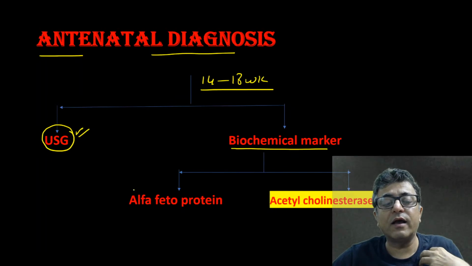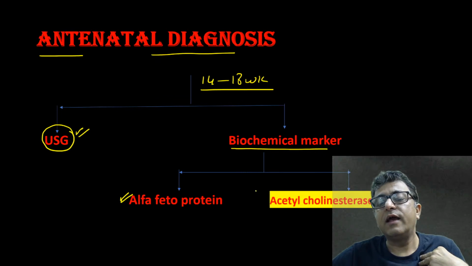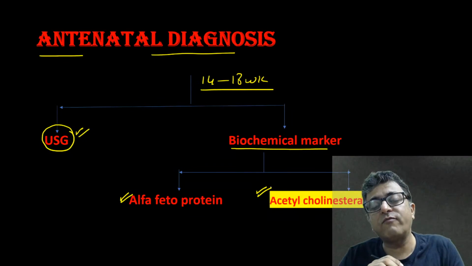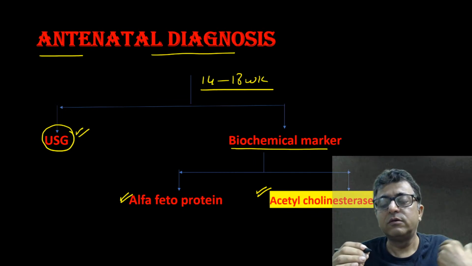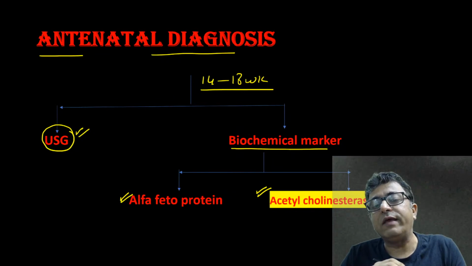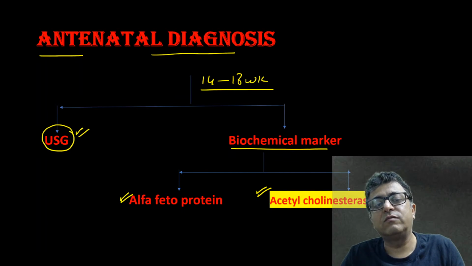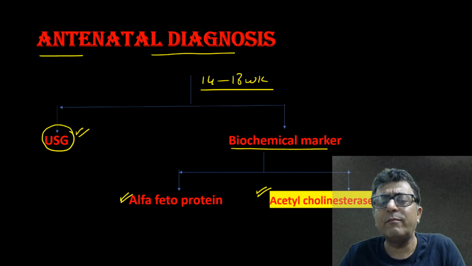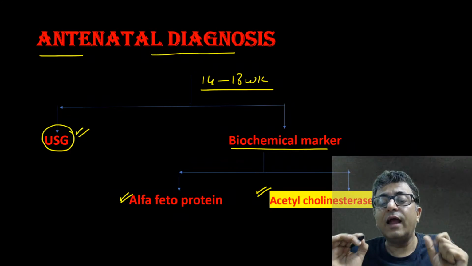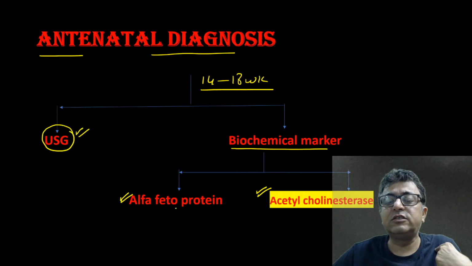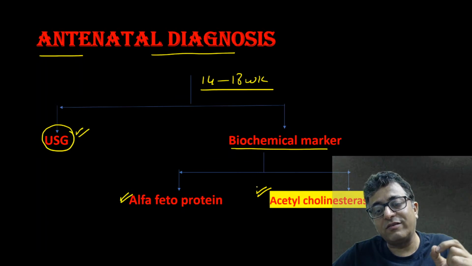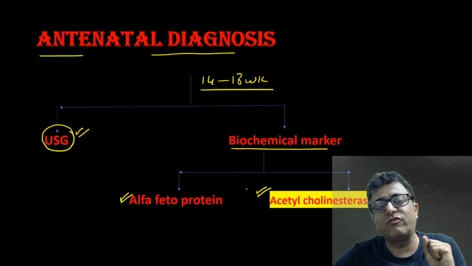How biochemical marker? Alpha fetoprotein and acetylcholinesterase. Alpha fetoprotein and acetylcholinesterase levels are elevated when you do between 14 to 18 weeks. So by the time you come to know, because these levels are elevated, USG is also suggestive. So go for termination and sit with the family whether they want the baby or not. So yeah, antenatal diagnosis is possible. Just remember acetylcholinesterase. This is an MCQ. Alpha fetoprotein, acetylcholinesterase.